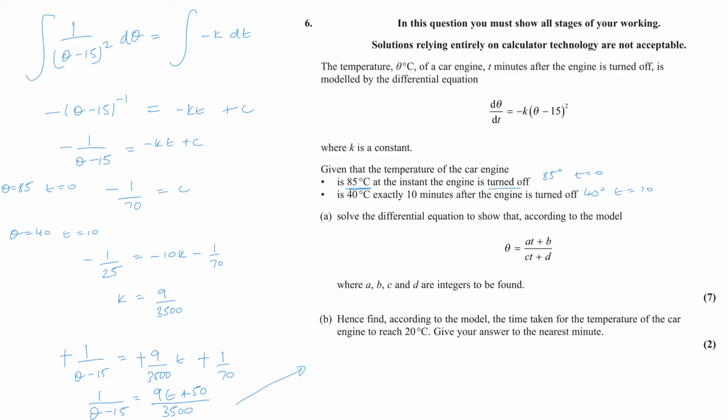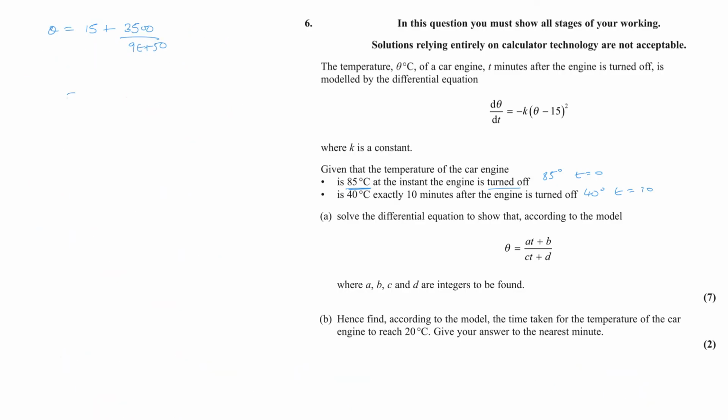And then that means that theta minus 15 is equal to 3,500 over 9t plus 50. And then of course add the 15 on, so we get theta equals 15 plus 3,500 over 9t plus 50. Now we need to make it one fraction. Give me a second. There we are, that's better.